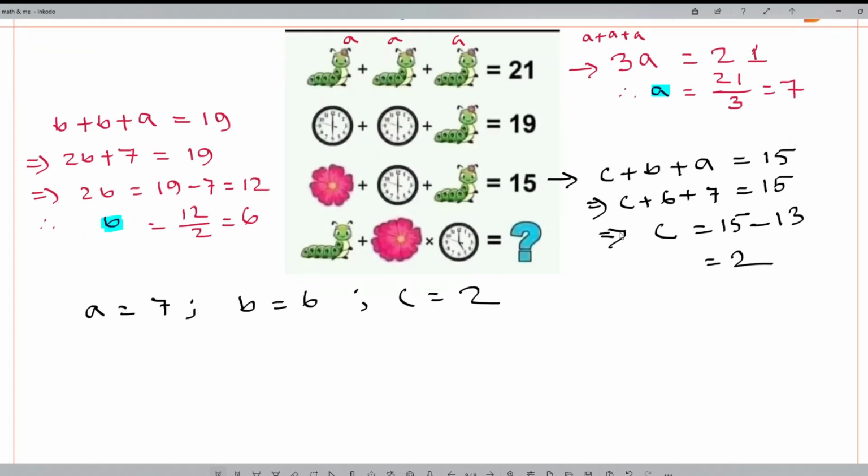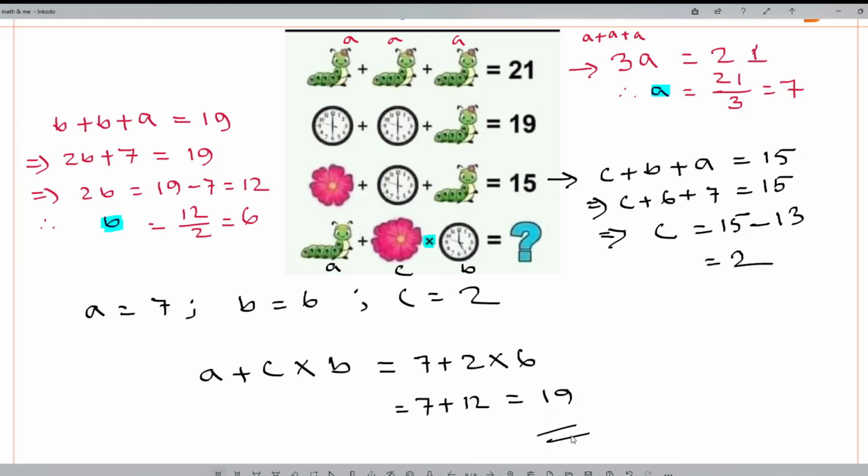So now the result is, this is A, this is C, and this is B. So A plus C into B equals what? Look, here is a multiplication sign. Most people make a mistake on this one. They thought this is plus. Okay, so A means what? A means 7 plus C means 2 times B means 6. So 7 plus 12 is 19. Our answer is complete.